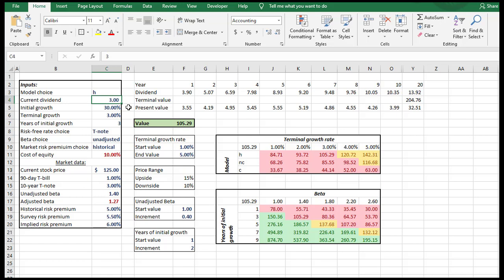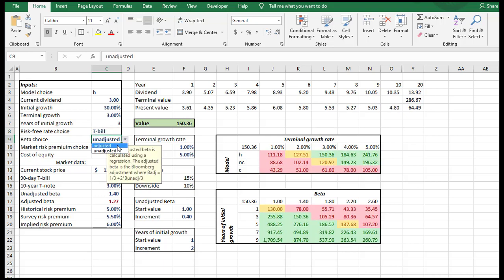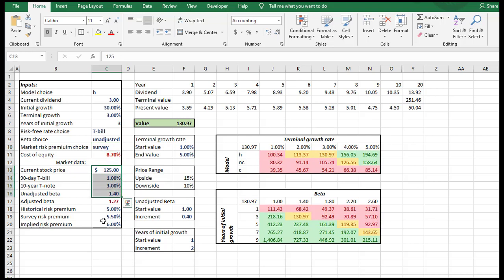So everything in blue is an input. You look up the current dividend. You're choosing the model. Your analysts are telling me what these inputs should be. You're having to decide if it's going to be a treasury note or a treasury bill, if it's going to be adjusted or unadjusted, and if you have historical, survey, or implied. All these numbers are put in.